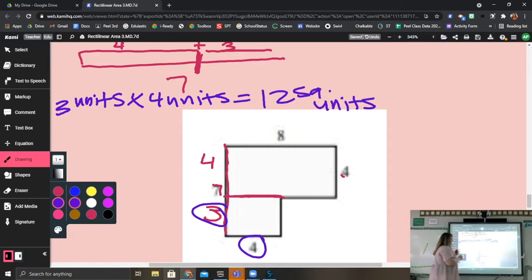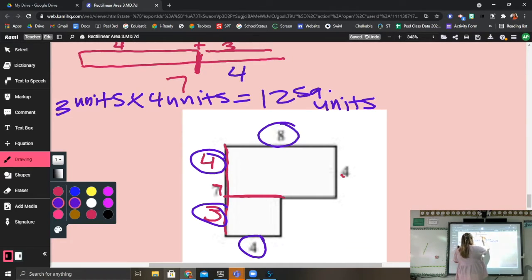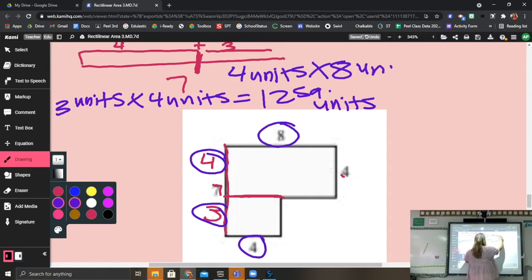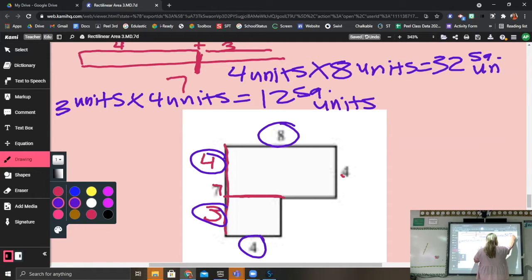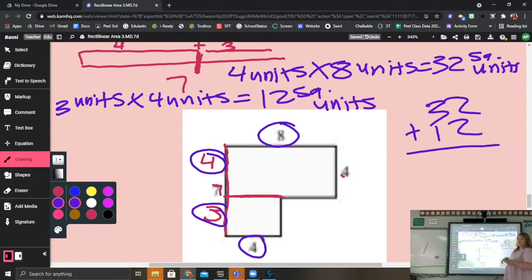The next part we have is 4 and 8. So we're going to multiply those together. We have 4 units times 8 units, and that equals 32 square units. And when I add these together, I have 32 plus 12. 2 plus 2 equals 4, and 3 plus 1 equals 4. So we have 44 square units as our answer.